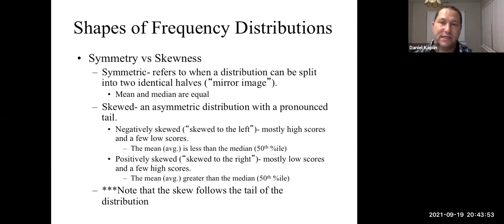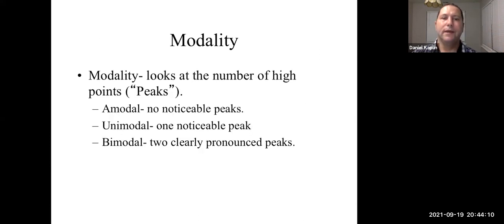A positively skewed distribution is the opposite. So here we have an extremely difficult test, and our average is brought up, or pulled up, by a few people who did well. So note that the skew follows the tail. All right, modes. So instead of looking at the ends, we look at the top or the peak. So the mode is the most frequently occurring score. And in a form of a shape, it's how many peaks you have in a distribution.